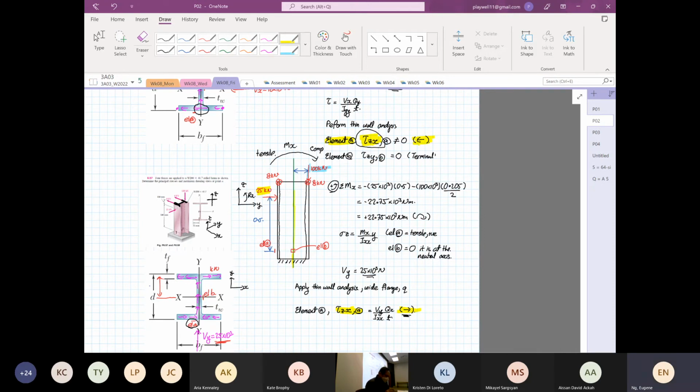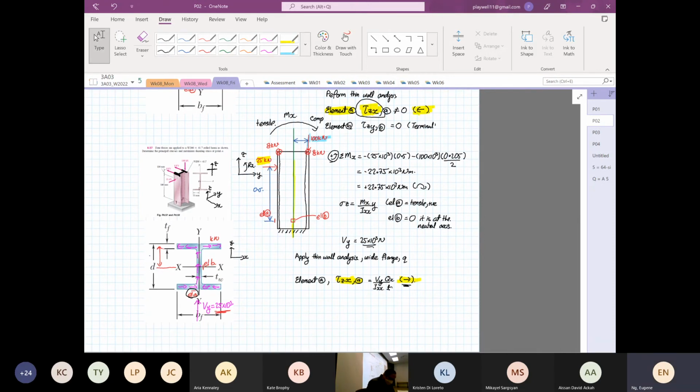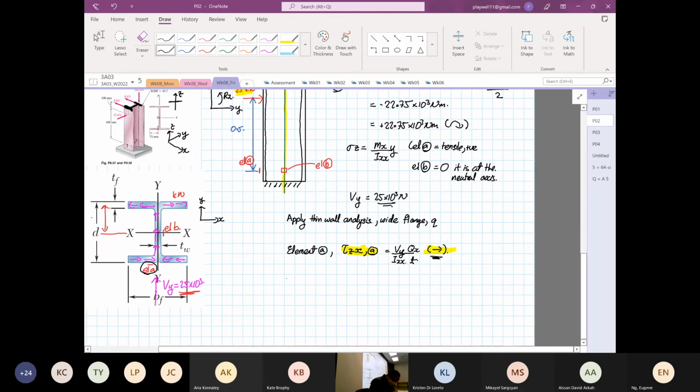Okay. So for element A, and then for element B, the intersecting plane is on the z-axis. Now, the shear flow is in the y direction at point B. So this is equal to Vy over Ixx, Qx divided by t, and the direction is going this way.